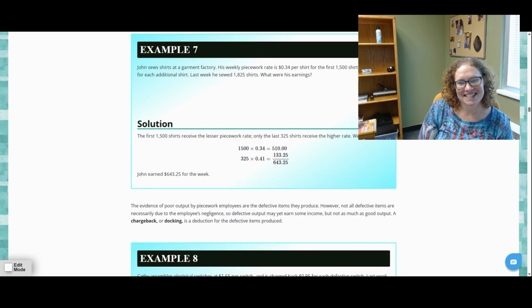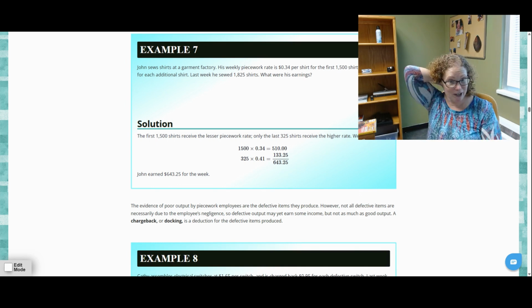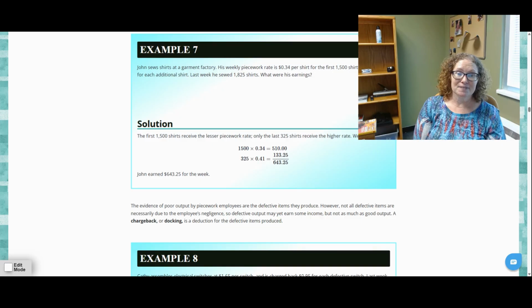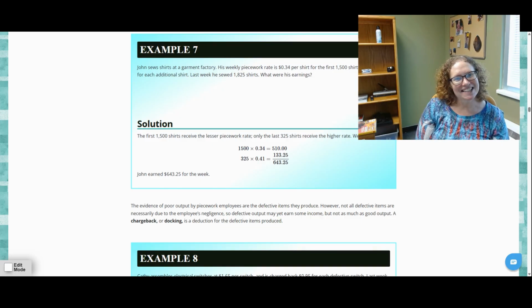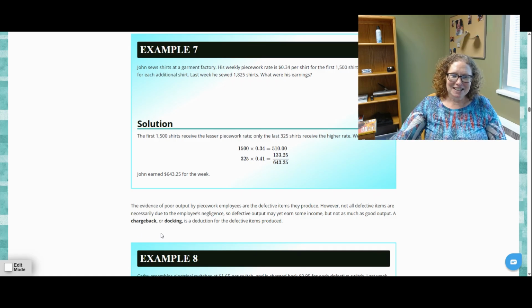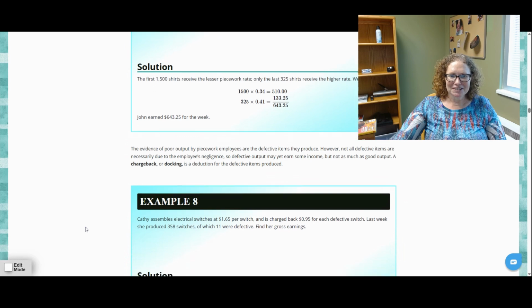What were his earnings? So the first 1,500, we are going to multiply by that 34 cents because that's how much he gets on that first amount. And so that gives us $510. And then we look at the additional. So if we subtract the 1,500 from the 1,825, we get 325. And so you multiply that by the 41 cents and you get the amount that he earned.